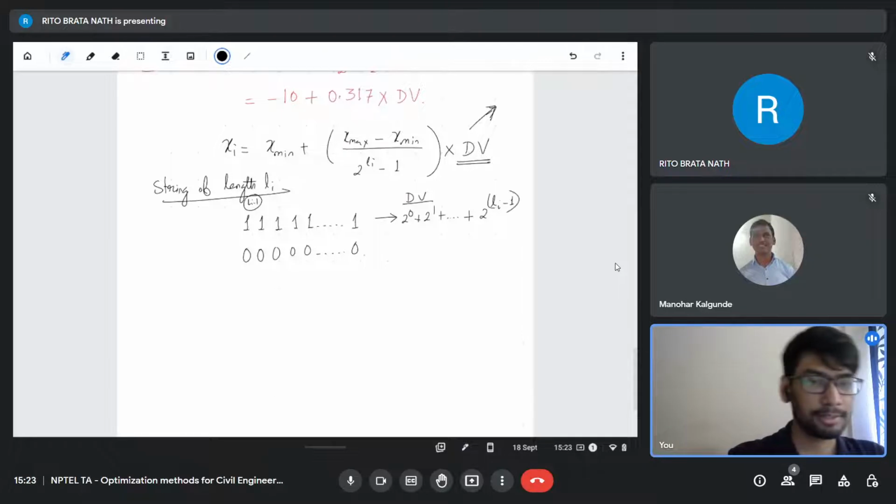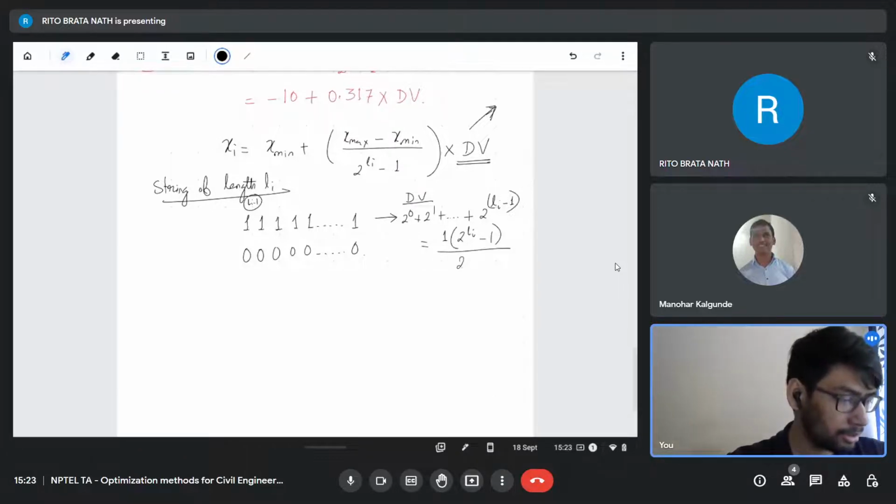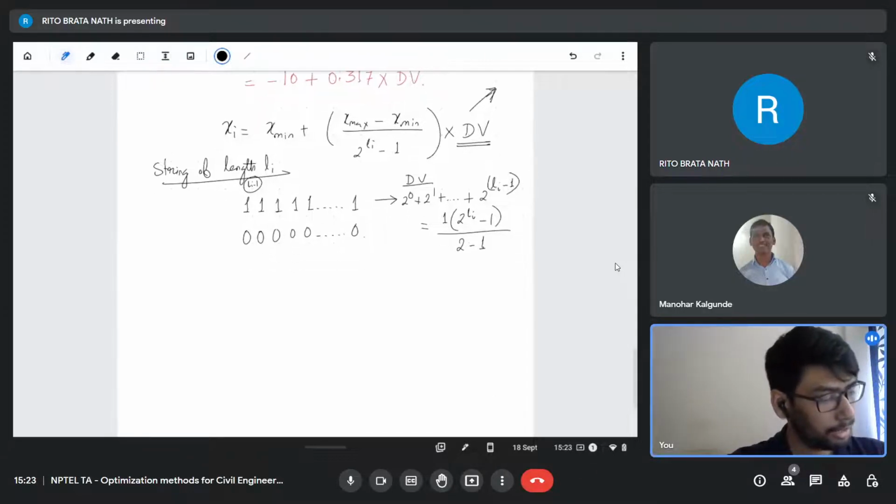So now this is a GP series, right? GP series with an initial value 1 and then you have that factor which is being multiplied, which is 2, and then you have li number of terms. So you can have this summation written as 1 times 2 to the power li minus 1, and then you have this 2 minus 1. And finally, it will give you 2 to the power li minus 1. So this is the maximum decoded value that you can have. And the minimum decoded value is 0 because you are multiplying zeros with the powers of 2.